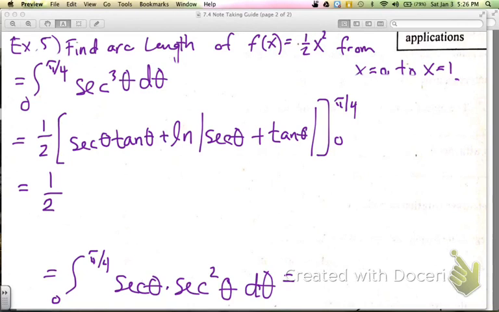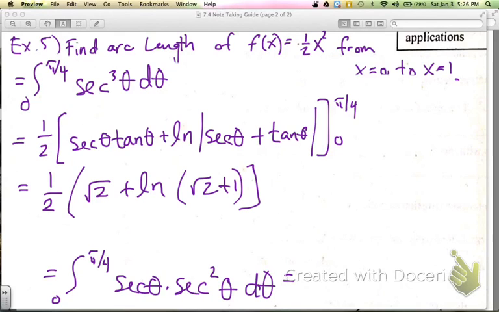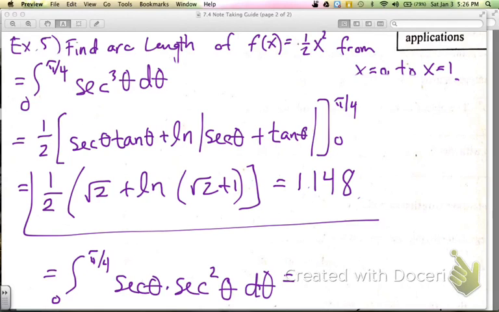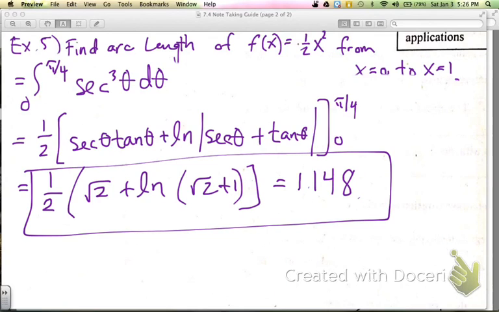And if we simplify and plug everything in, so we plug in the 0 to pi over 4, we get 1/2 times the square root of 2 plus ln of the square root of 2 plus 1, which, if you put that in a calculator, is about equal to 1.148. So that is the length of the arc of that curve from 0 to 1.